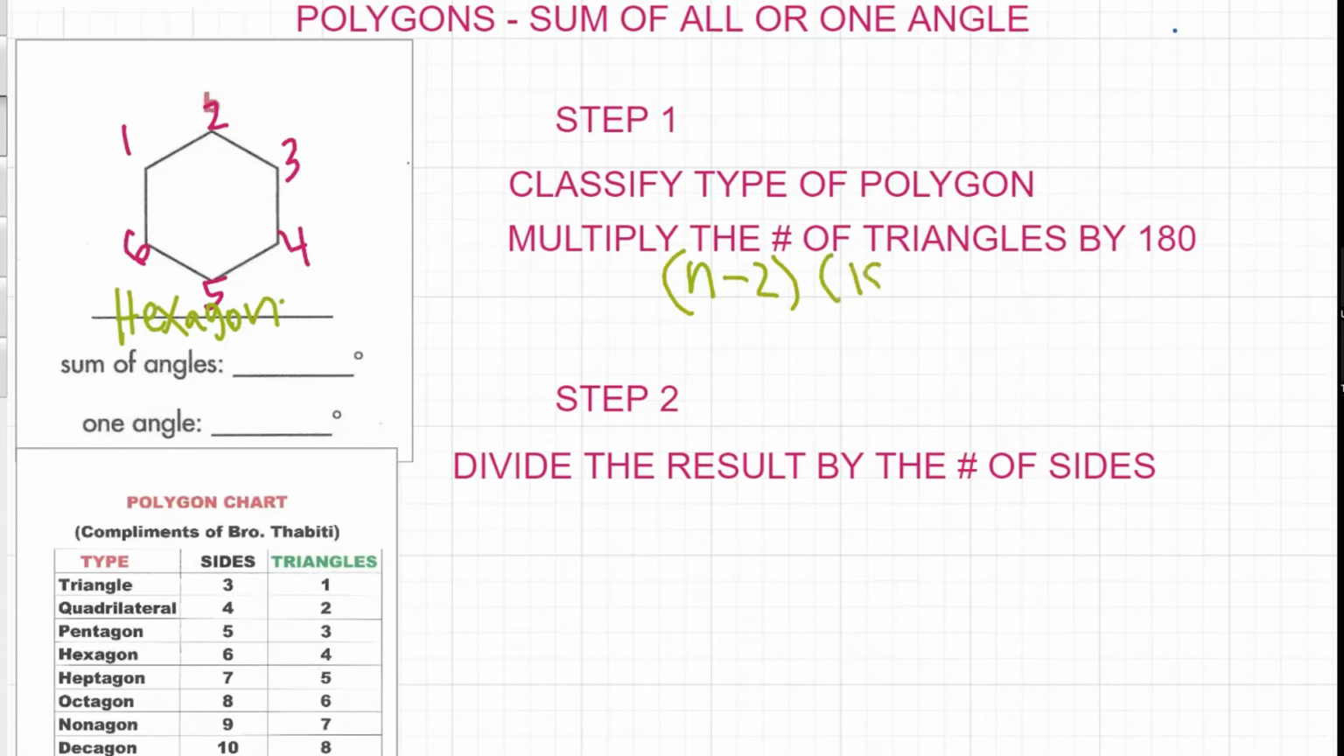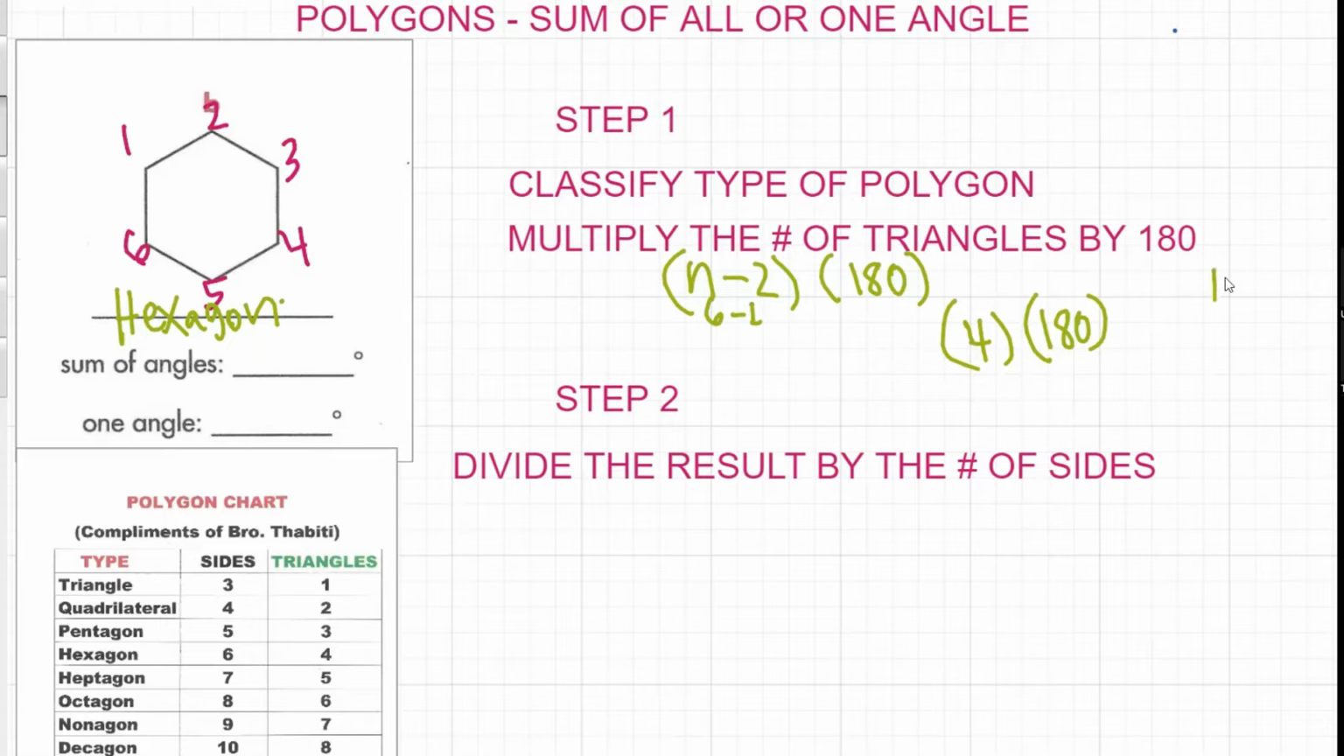times 180. What that's saying is that when you count up the sides, we have 6 sides. Well, 6 minus 2 is 4. So what we're going to have is 4 times 180, and that's going to tell us the sum of all of the angles here.